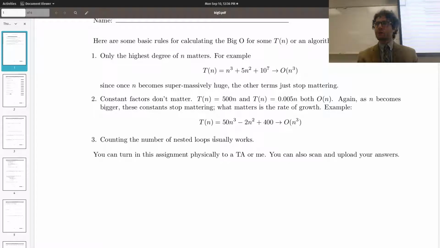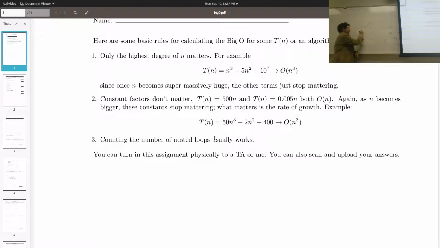If you have a single loop, it's O of n. Generally speaking, the big O of some algorithm is pretty easy to figure out. The big O of some algorithm is O of n, where n is the input size, to the dth power, where d is the number of nested loops you have, essentially. I'm kind of doing it in reverse because I did it in order in the videos that I put online.